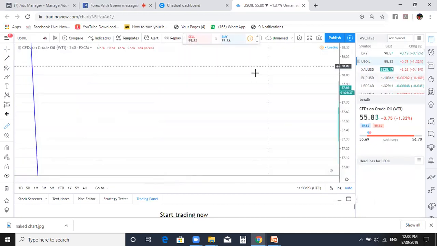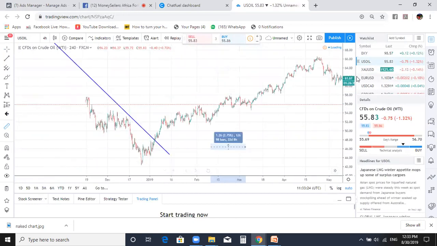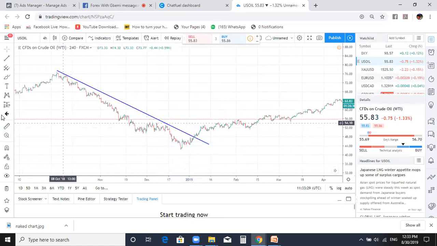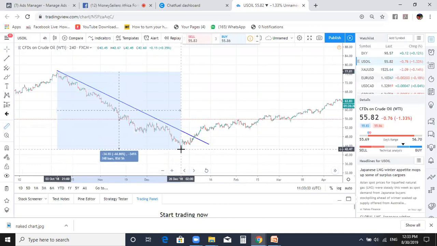Sorry, that went away. So this was about 3,500 pips, 3,455 pips. And it took 81 days. 81 days is like less than 3 months, right?